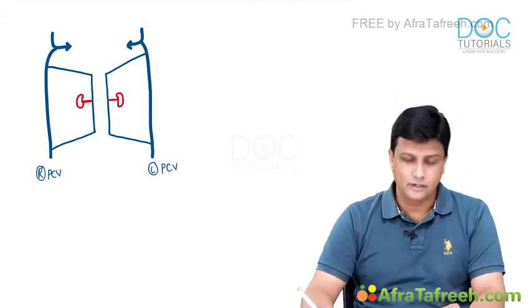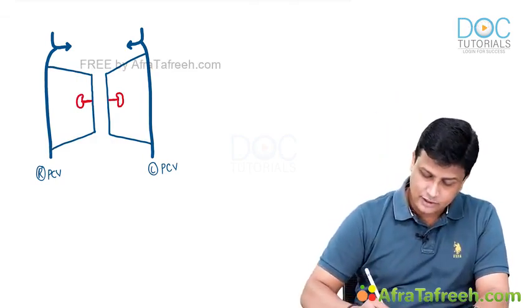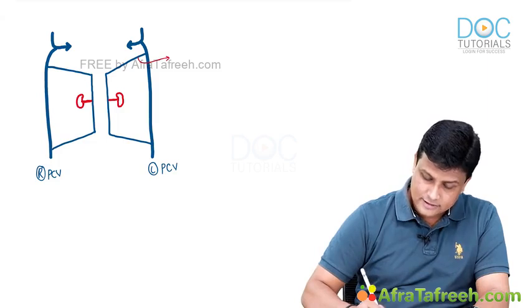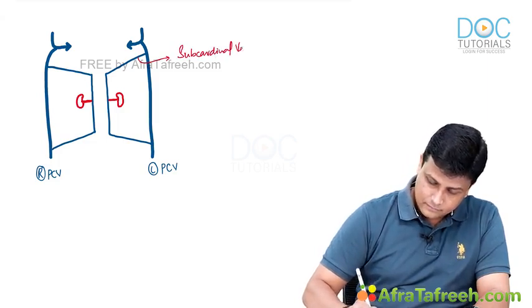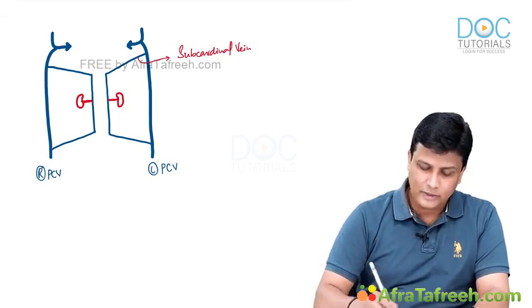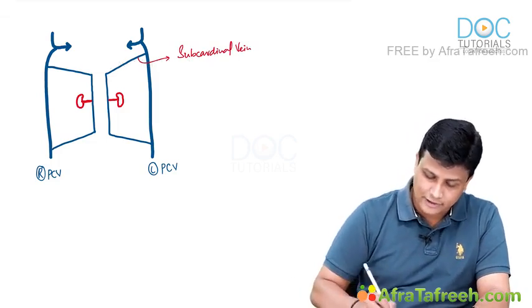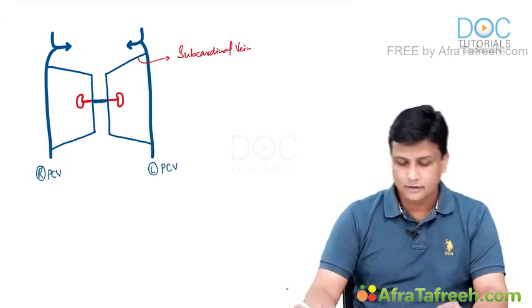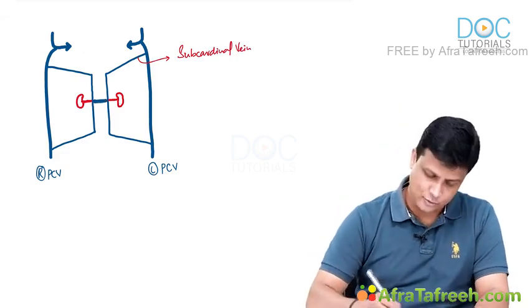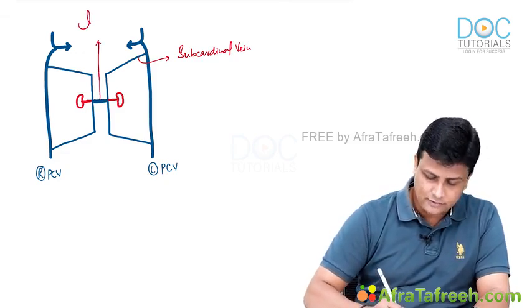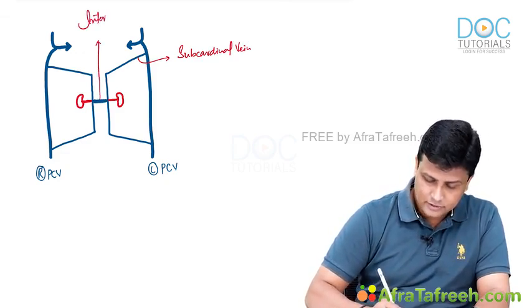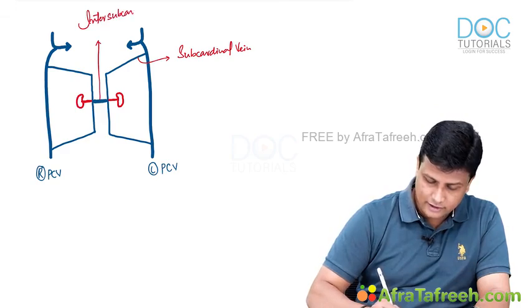So that is your subcardinal vein. Let me just write down the name here. This will be the subcardinal vein. And not only this, remember, between these two subcardinal veins there will be formation of an anastomosis over here, and this anastomosis is referred to as the intersubcardinal anastomosis. Makes sense? The name is very simple. So this one here will be the intersubcardinal anastomosis.